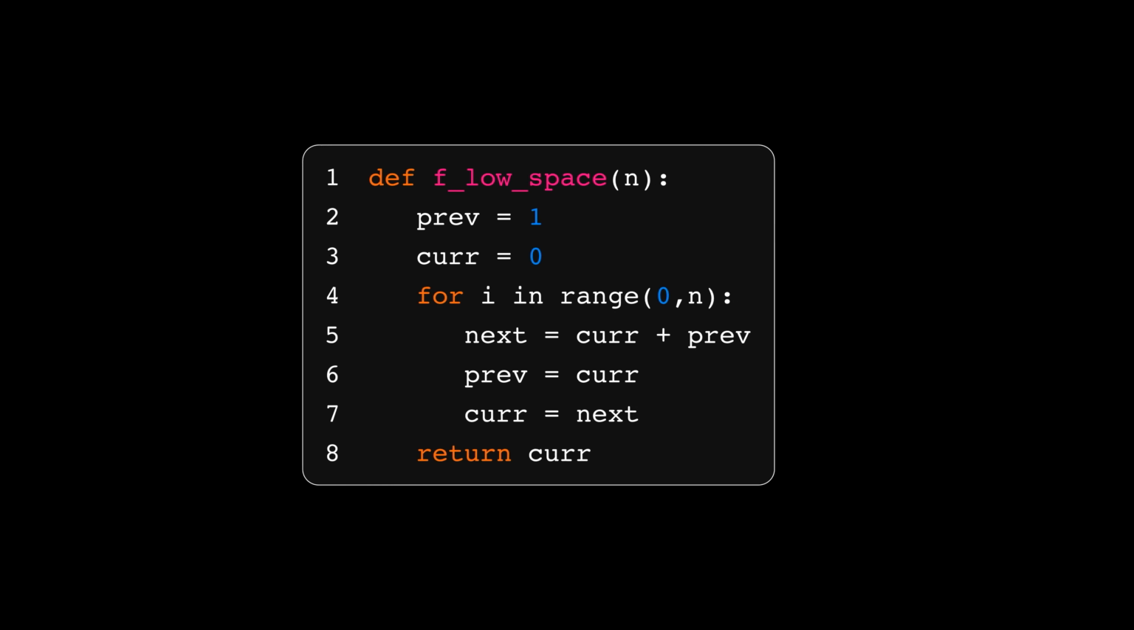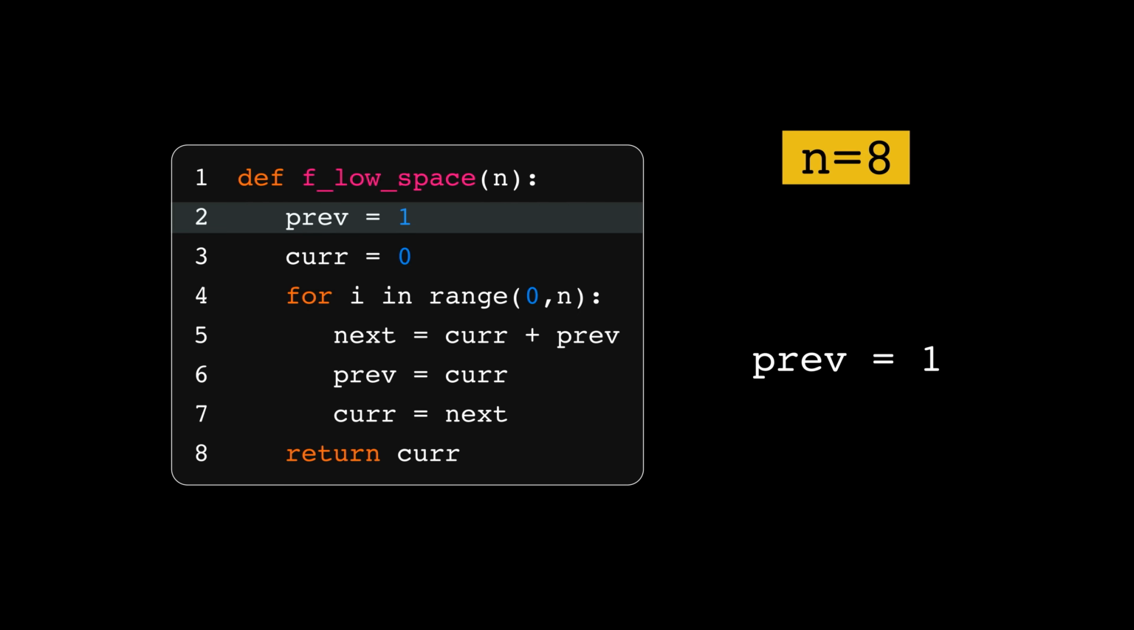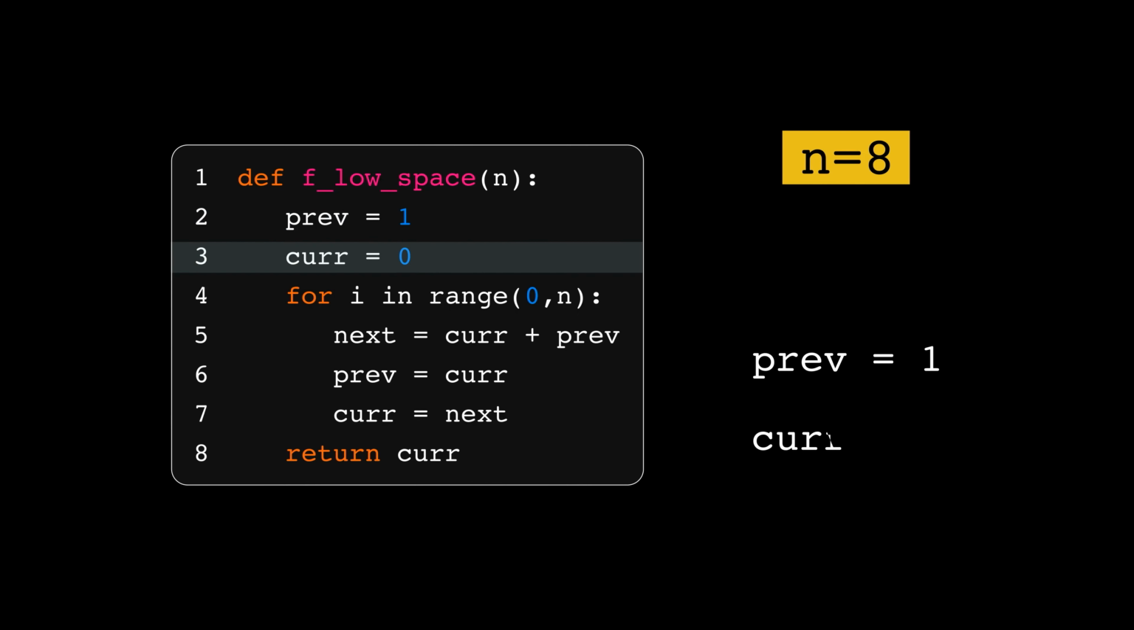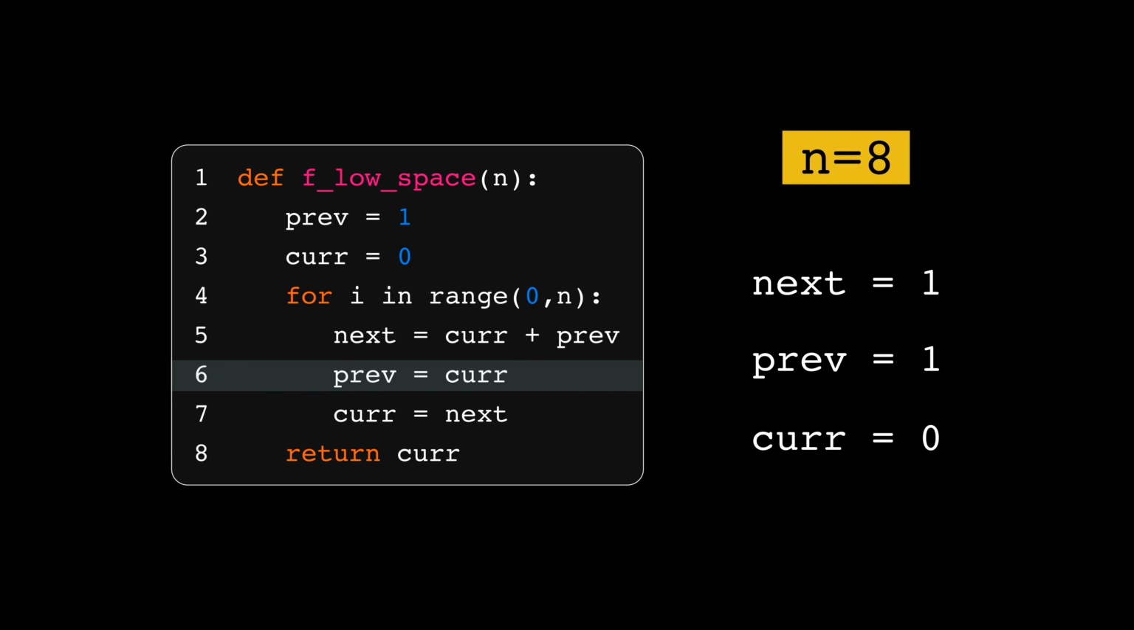Let us consider an example to see how this function works exactly, so that you can internalize the idea of the algorithm even better. Again, we calculate the 8th Fibonacci number. We start by initializing the variable pref to 1 and the variable cur to 0. Note that if n were equal to 0, we would now return cur, which is equal to 0. Now we initialize the variable next as the sum of cur and pref. Afterwards, we set pref to cur, so to 0, and cur to next, which is equal to 1.